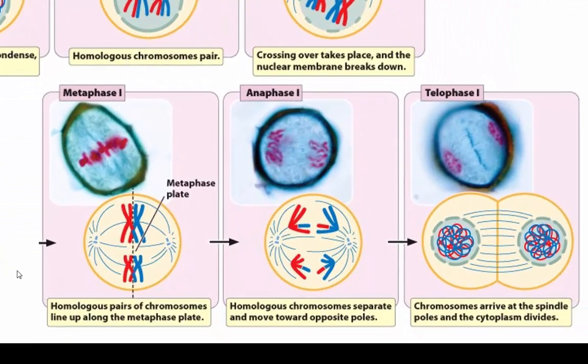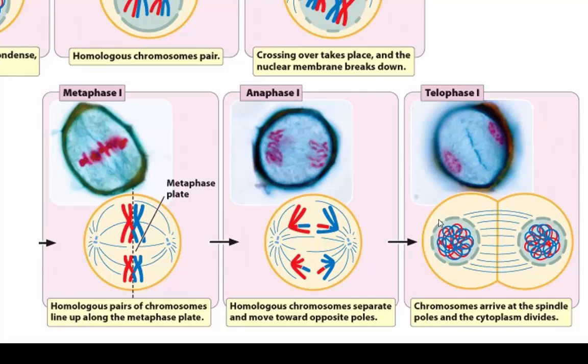In metaphase I, the homologous chromosomes, the tetrads, will line up along the equator of the cell, and each of those tetrads is captured by two spindle fibers, one from each pole. In anaphase I, the homologous chromosomes will separate from each other. And I want to point out that the sister chromatids do not separate from each other in anaphase I. In telophase, those pairs of sisters will reach the poles of the cell.